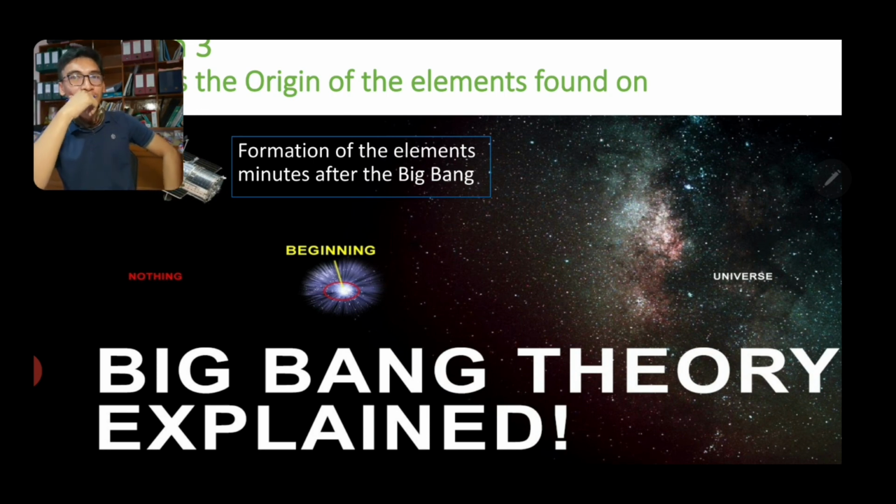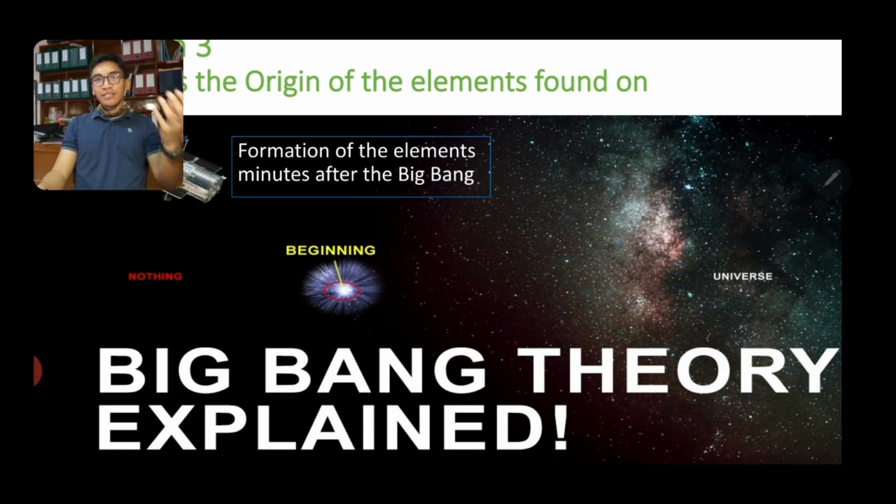Now, give me an idea or an example of something that occupies space but does not have a mass. Ano yung something na nag-occupy space but doesn't have a mass? Ano daw yun? An idea. It occupies space in your brain, right?